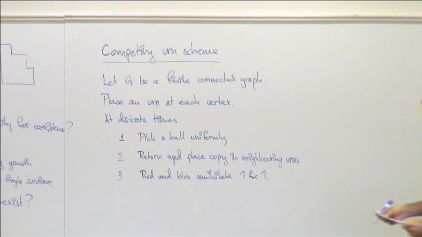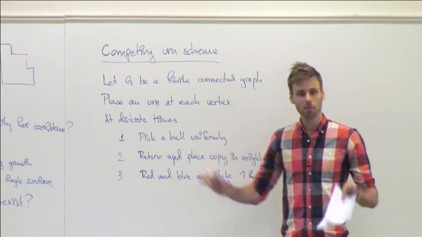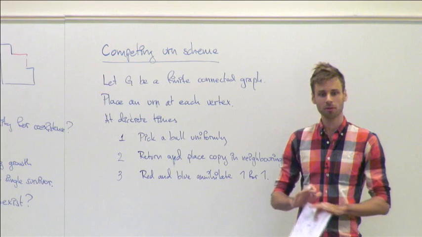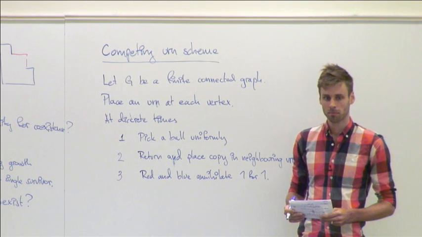So this is the competing urn scheme. I pick a ball uniformly, not a vertex uniformly, sorry. A ball uniformly among all balls in the system. So all balls play the same role, they are equally important, independent of their colors. I return it and place copies in the neighboring urns, in all the neighboring ones.